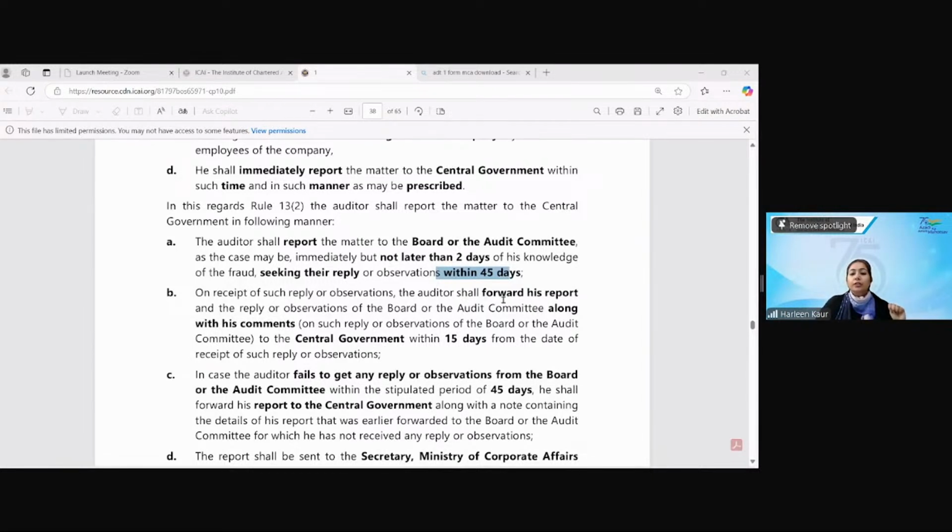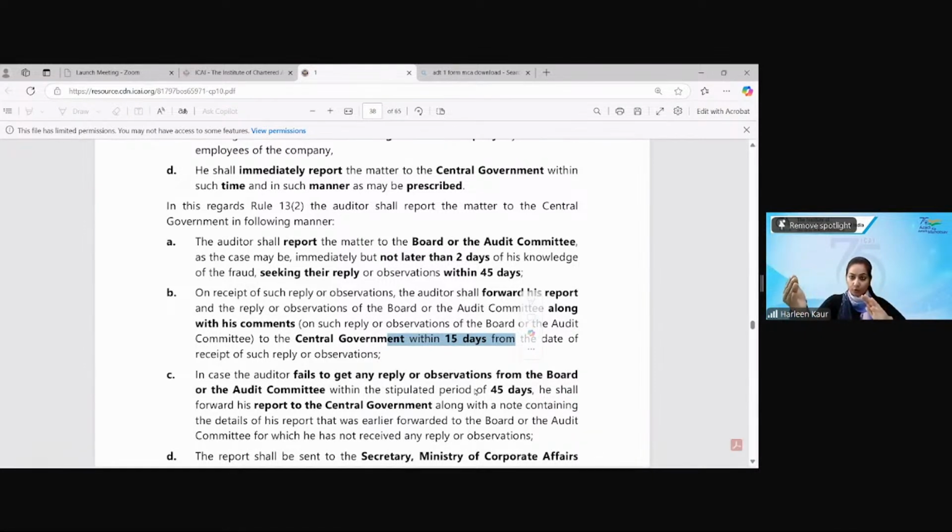Now, the auditor will forward his report and the reply along with his comments to the central government within 15 days. So if you told them on 1st January to reply within 45 days, you get the reply by 14th February, because we have 31 days in January. Now within a further 15 days you have to get back to the central government giving your comments on such observation.